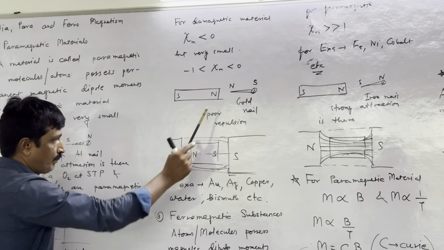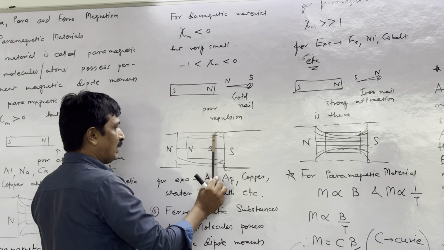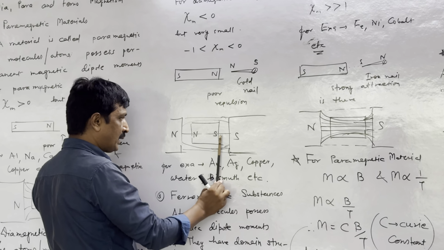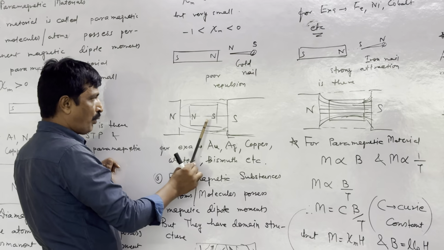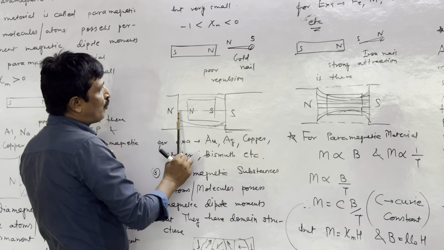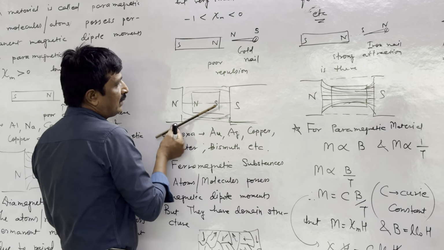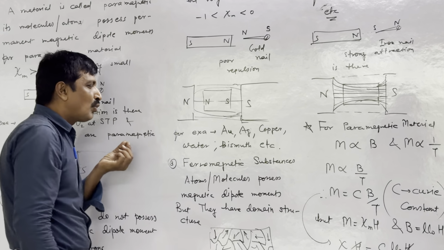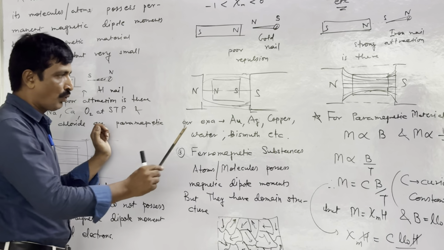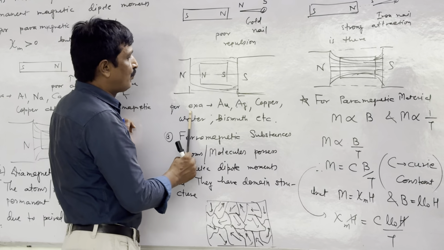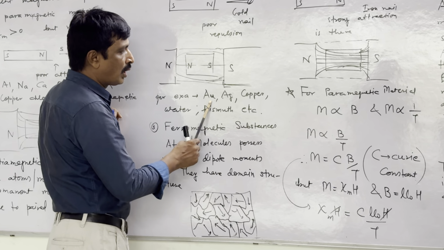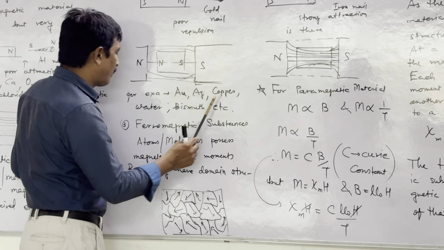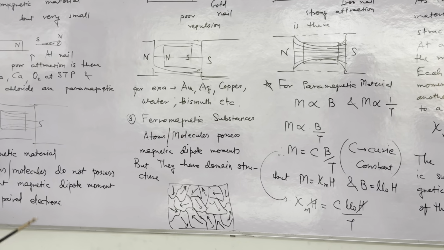If we place a block of diamagnetic material in a uniform magnetic field, somewhat the field lines move away from it. So the net magnetic field inside the material is somewhat less than the actual uniform magnetic field. For example, diamagnetic materials: aurum, argentum, copper, water, bismuth, etc.